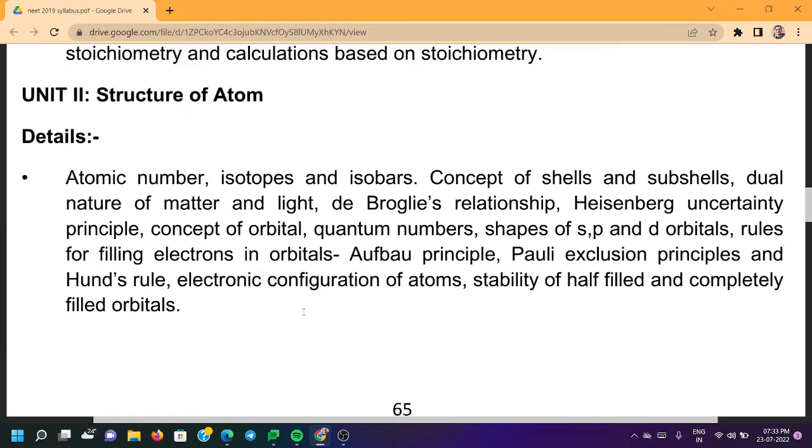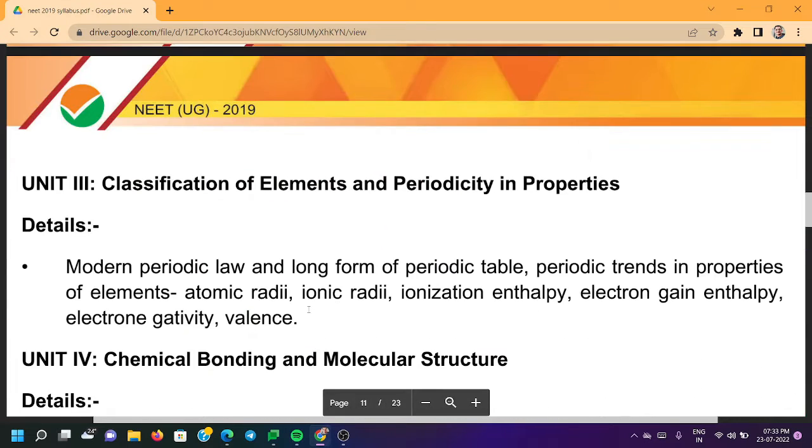Class 11 Chemistry, Unit 2: Structure of Atom. Atomic number, isotopes and isobars, concept of shells and subshells, dual nature of matter and light, de Broglie's relationship, Heisenberg uncertainty principle, concept of orbital, quantum numbers, shapes of s, p and d orbitals, rules for filling electrons in orbitals: Aufbau principle, Pauli exclusion principle and Hund's rule, electronic configuration of atoms, stability of half-filled and completely filled orbitals.